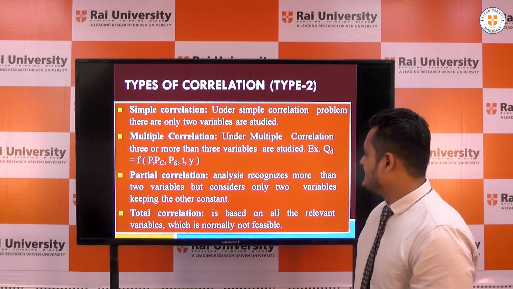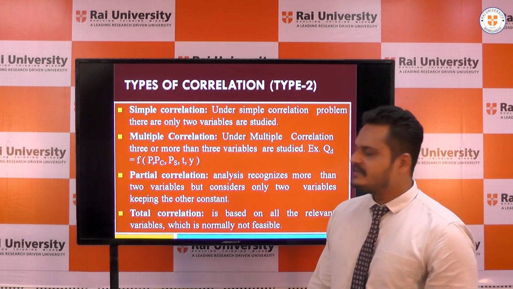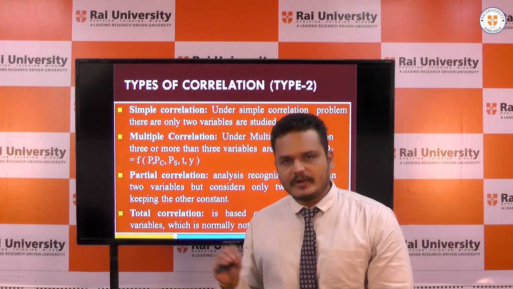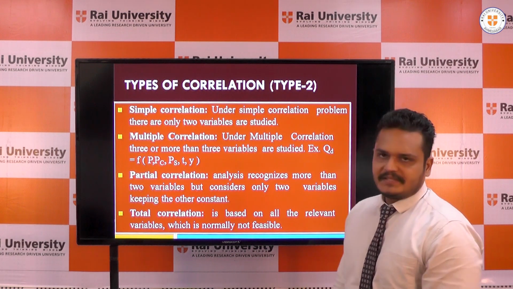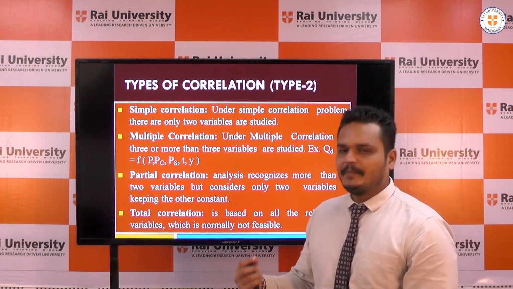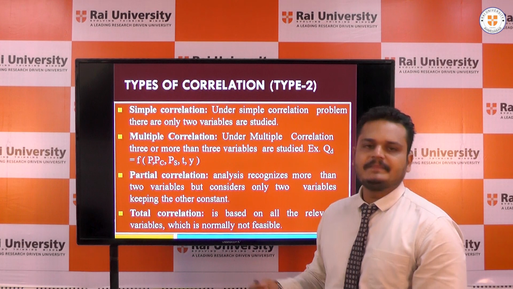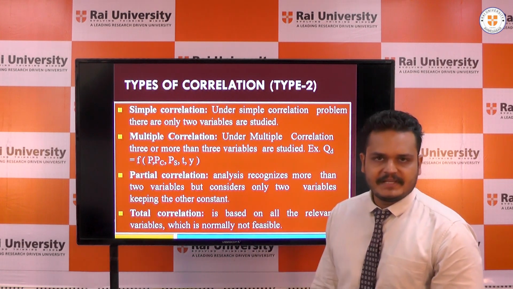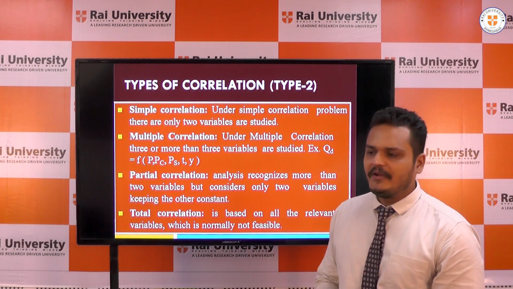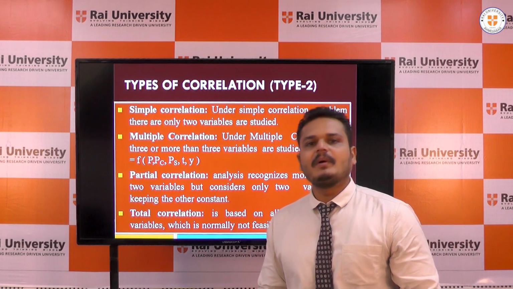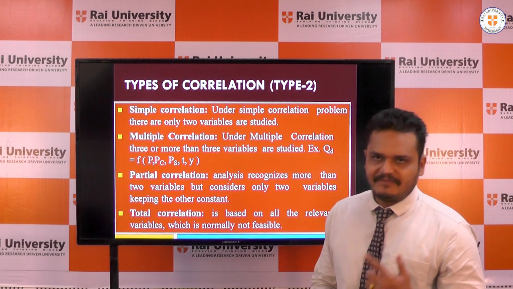Total correlation is based on all the relevant variables. It is practically not possible. So these are the types of correlation. Type 2: simple correlation, multiple correlation, total correlation and partial correlation. So this is the summary of my topic. We learned about the types of correlation, type 1 and type 2.